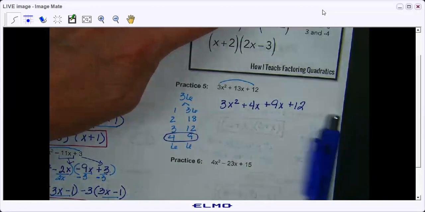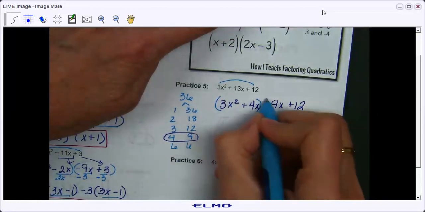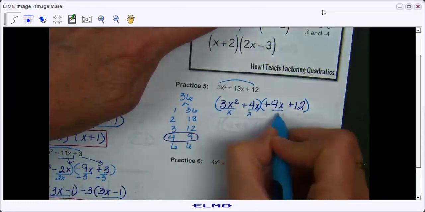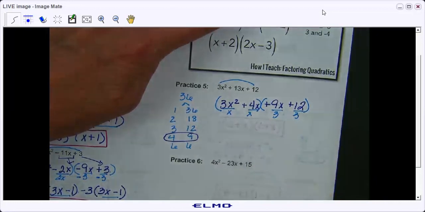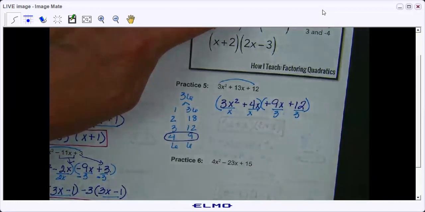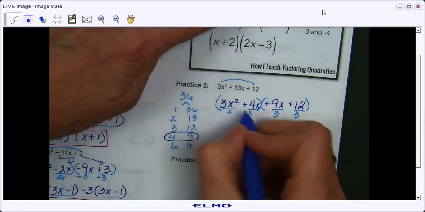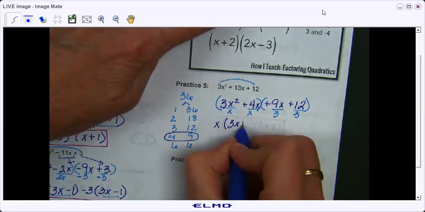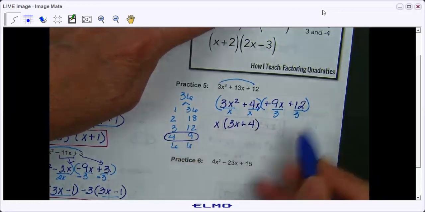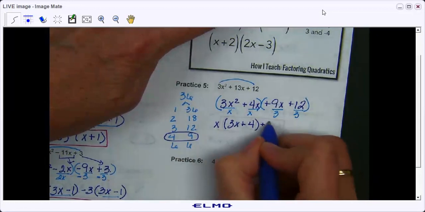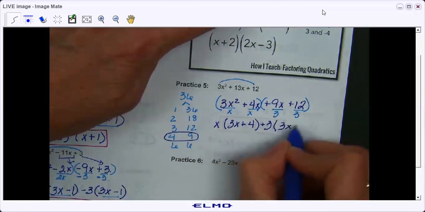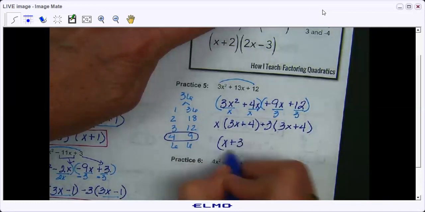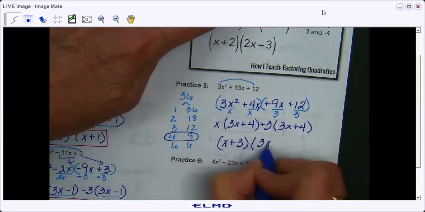Okay, and now I'm going to group. And I'm going to factor. Okay. And can factor out an x in the first set. So that becomes x times 3x plus 4. I can factor out a 3 in the second set. And so that becomes 3x plus 4. So my answer is x plus 3 times 3x plus 4.